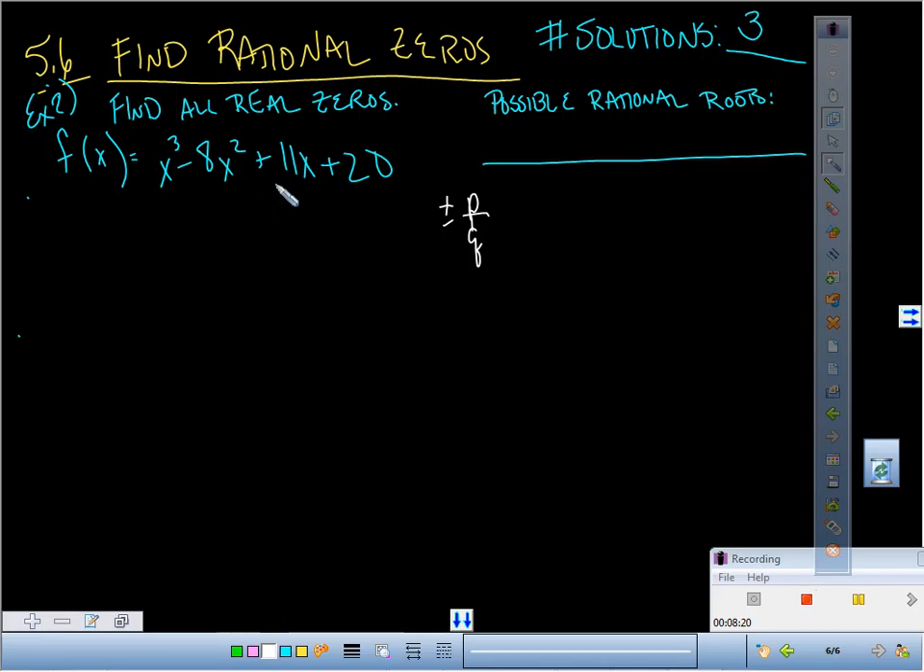Do y'all see a P and Q? Okay, so this is how it's like heaven. Remember in heaven, where do the last get to be? First. So, there's my P. And where are the first people going to have to go? To the end of the line. So, there's my Q. Alright? So what this is, plus or minus the factors of 20 over the factors of what? 1. That one won't be so hard.